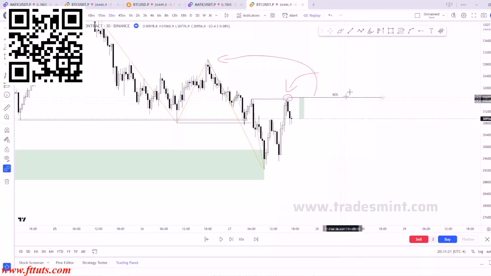Now, this is not a confirmed break yet. Okay, it's not confirmed just yet. Hopefully it will be. Let's see what we get. As of now, we have not entered a trade.